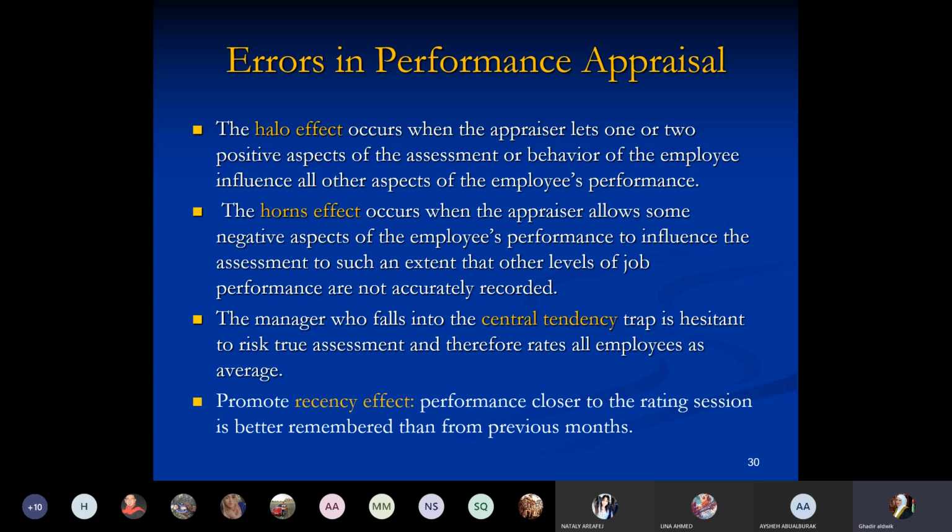Okay, we have central tendency. Central tendency means usually I am afraid to give you a high grade or a very low grade. So the evaluation will be on average for all employees. For example, I give all students 6 out of 10 or 7 out of 10 because I am afraid to give you the full 10 marks or to give you failing grades such as 3 or 2.